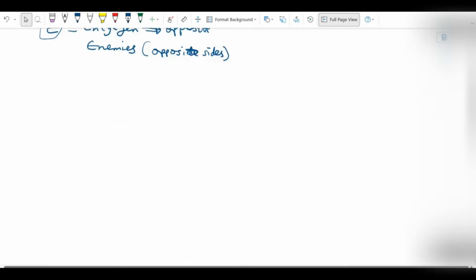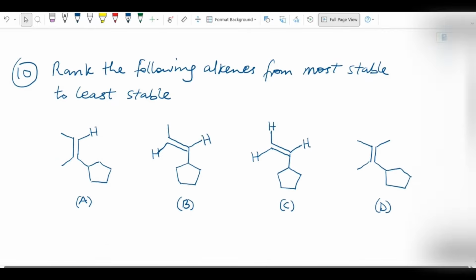So let's go to the next question. This question asks us to rank these alkenes from most stable to least stable. Now, the most stable alkenes are usually the most substituted alkenes. The more an alkene is substituted, the more stable it will be. We can determine the substituents on an alkene by looking at how many carbons are attached to the double bond. In this alkene, we have 1, 2, 3 carbons attached here. So this is a trisubstituted alkene.